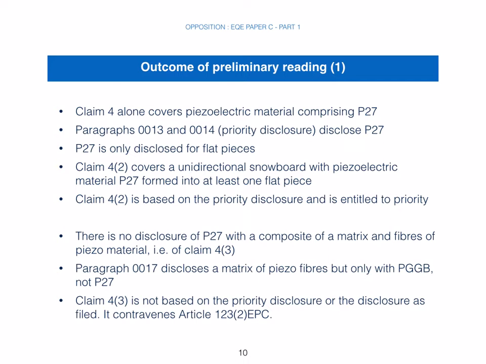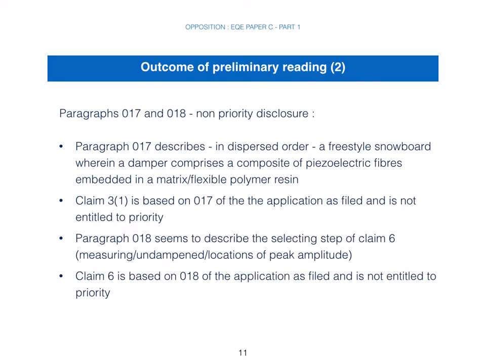So that gives us a little idea about the state of the art, and we will continue with paragraph 17 and paragraph 18 for what they are worth. Paragraph 17 describes, in a dispersed order, in disorder, a freestyle snowboard wherein a damper comprises a composite of piezoelectric fibers embedded in a matrix or flexible polymer resin.